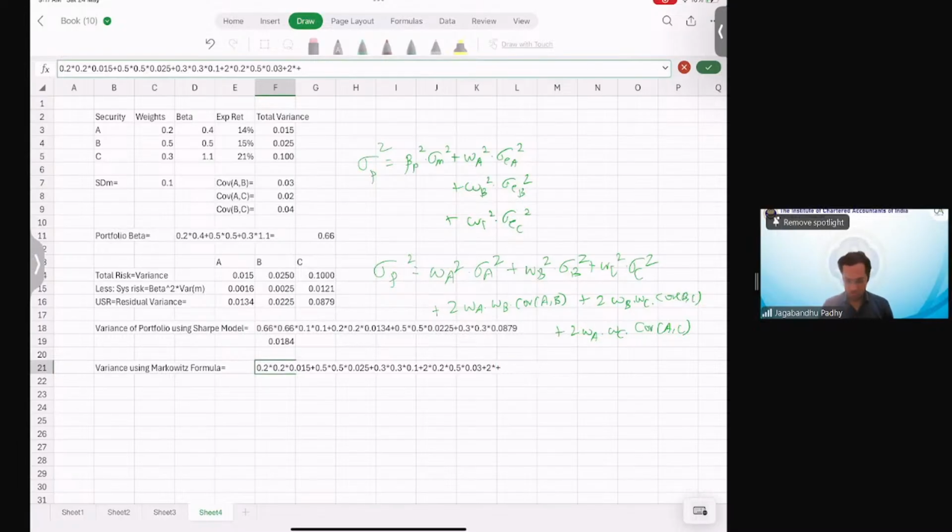We'll do 2 into weight of A, which is 0.2, into weight of B, which is 0.5, into covariance between A and B, which is 0.03, plus 2 into 0.5 into 0.3, which is weight of B and weight of C. We multiply it with covariance between B and C, which is 0.04, plus 2 into 0.2 into 0.3 into covariance between A and C, which is 0.02.